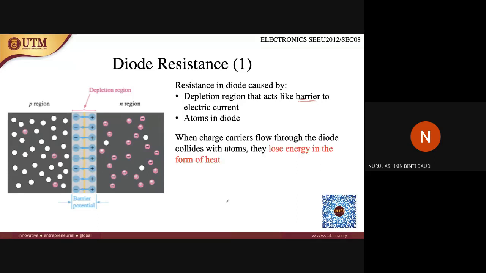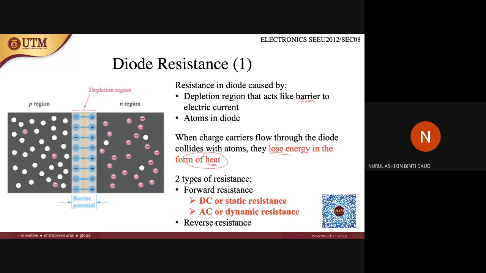See here, when charge carriers flowing through the diode collide with atoms, they lose energy. The lost energy forms in terms of heat, and that heat is what we call resistance.